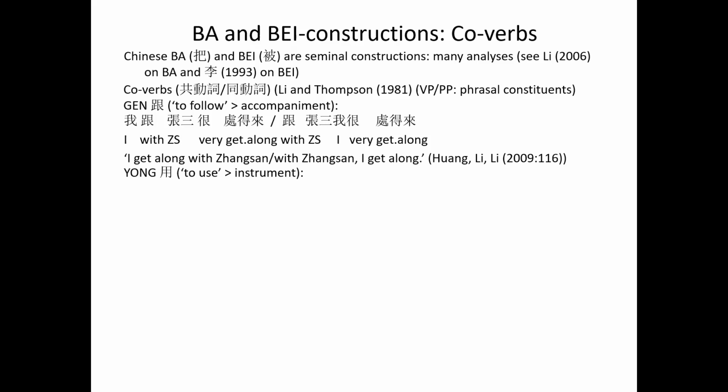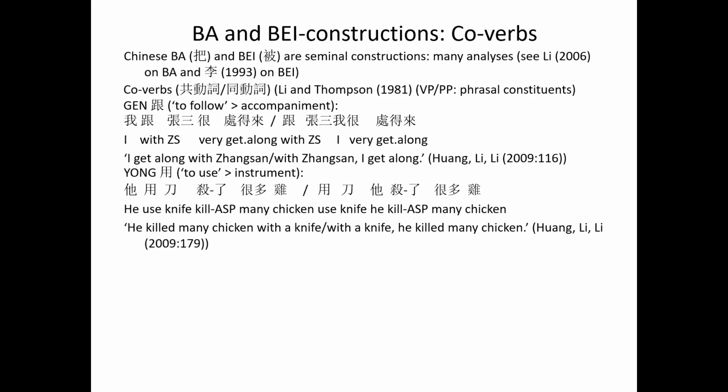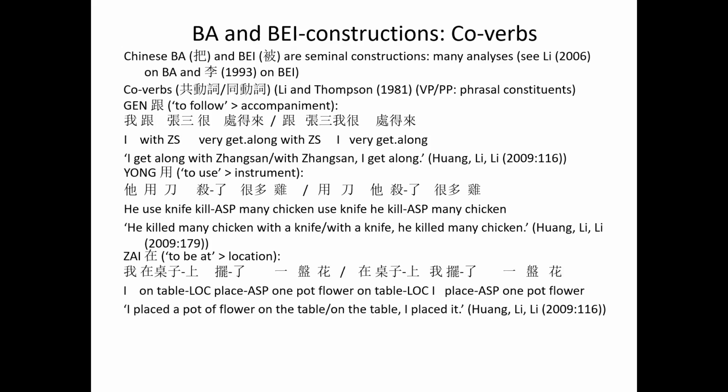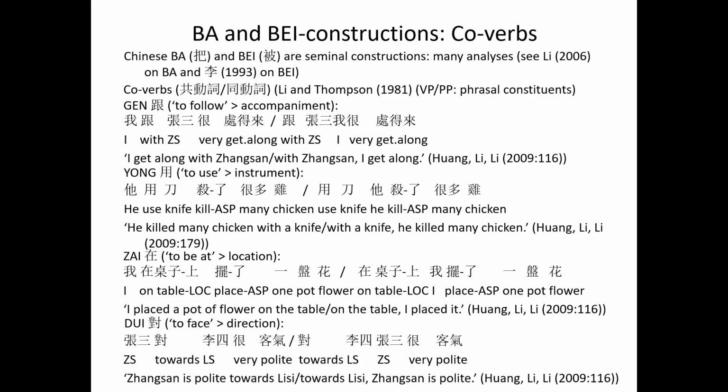用 originally means to use, and hence it denotes instrument. So for example, 他用刀杀了很多鸡. We can prepose the entire phrase: 用刀他杀了很多鸡. 在 means to be at. It can also simply be translated as at. It denotes some location. So for example, 我在桌子上摆了一盘花. You can prepose the entire phrase: 在桌子上我摆了一盘花. 对 means to face, but also denotes some direction. So we can say, 张三对李四很客气.